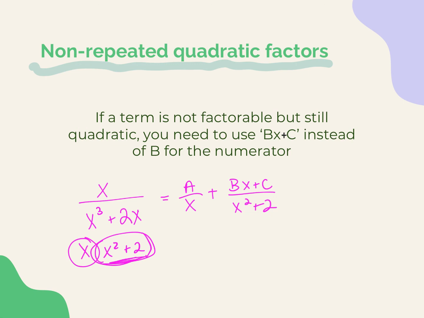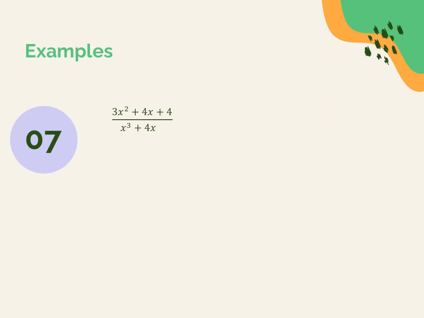All right, so it would look something like this. 3x squared plus 4x plus 4 divided by x to the third plus 4x. So the numerator in the top is not bigger than the bottom. It's not the problem we had before where we had to divide. So I go straight for the denominator to factor. I take out an x and I get x squared plus 4. This is not factorable. So I get a over x plus bx plus c over x squared plus 4 because, again, that denominator is quadratic and can't be factored.